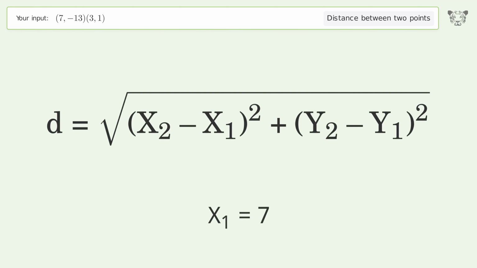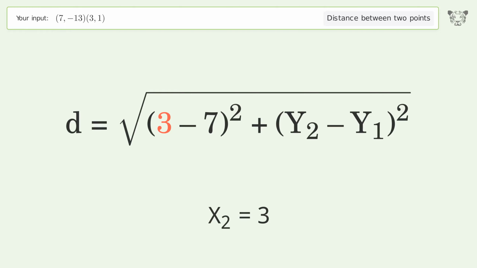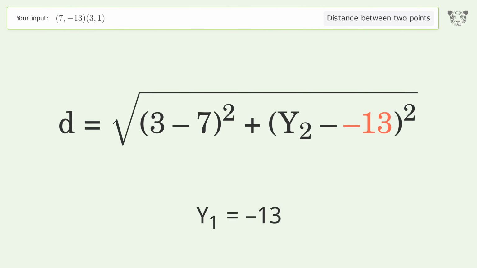x1 equals 7. x2 equals 3. y1 equals negative 13. y2 equals 1.